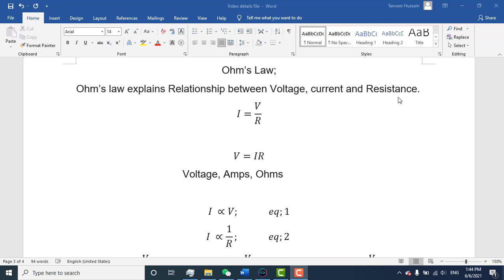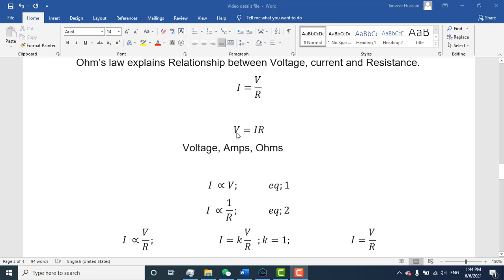If we see the basic formula of Ohm's law, we can write it like this: I is equal to V by R, or V is equal to I into R. Where V is the voltage, I is the current, and R is the resistance. The unit of voltage is volts, the unit of current is amps, and the unit of resistance is ohms.